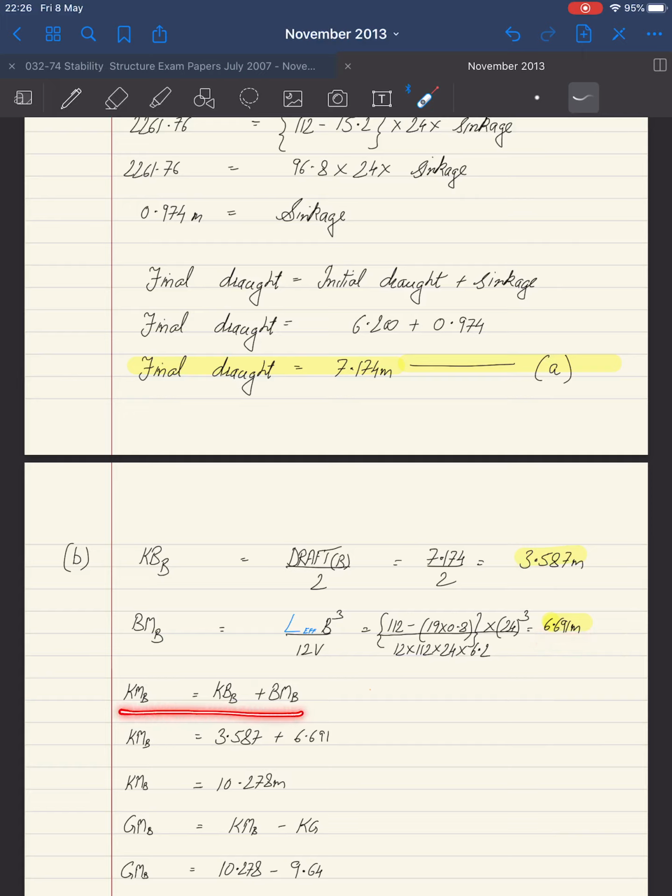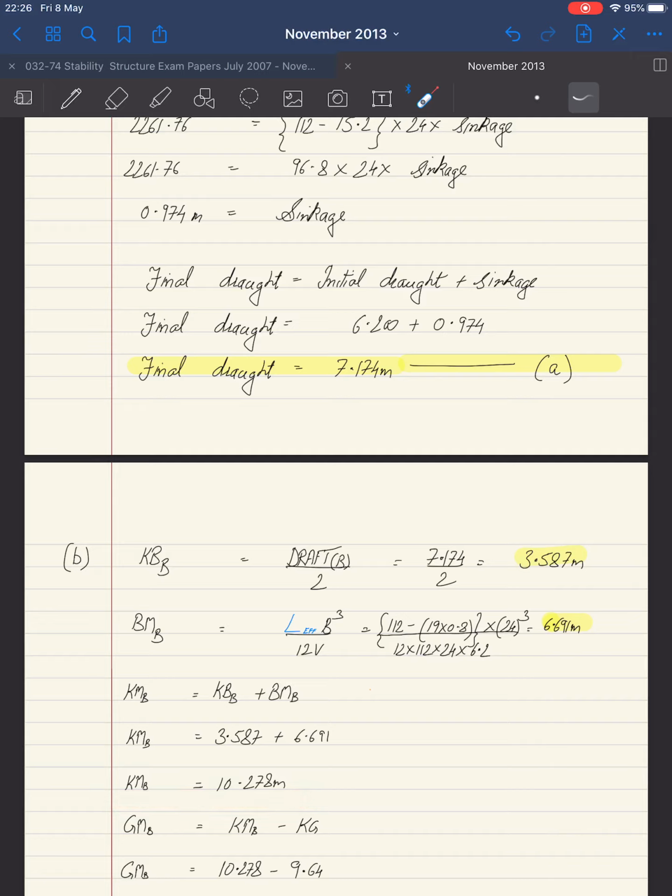Now KM bilged is equal to KB bilged plus BM bilged, which was explained earlier. So we'll be able to find out our KM bilged. When we substitute the values for KB bilged and BM bilged, we get 3.587 meters, which has been obtained from here, plus BM bilged, which is equal to 6.691 meters, obtained from this place. So KM bilged is equal to 10.278 meters.